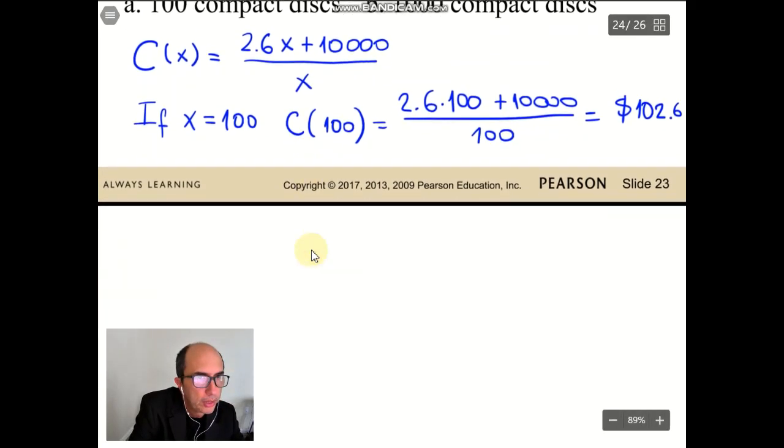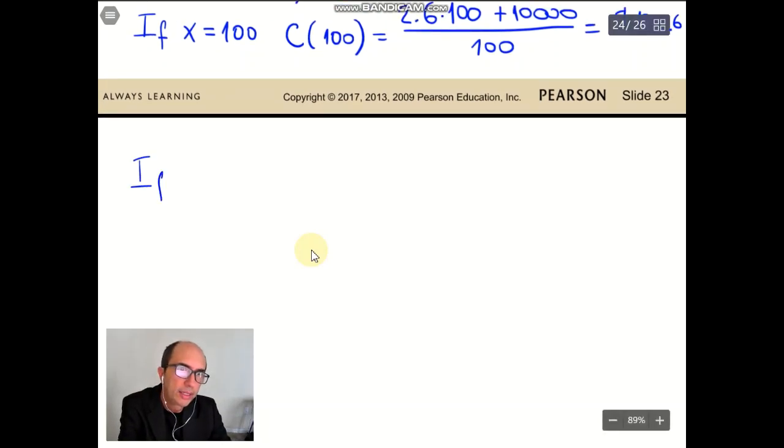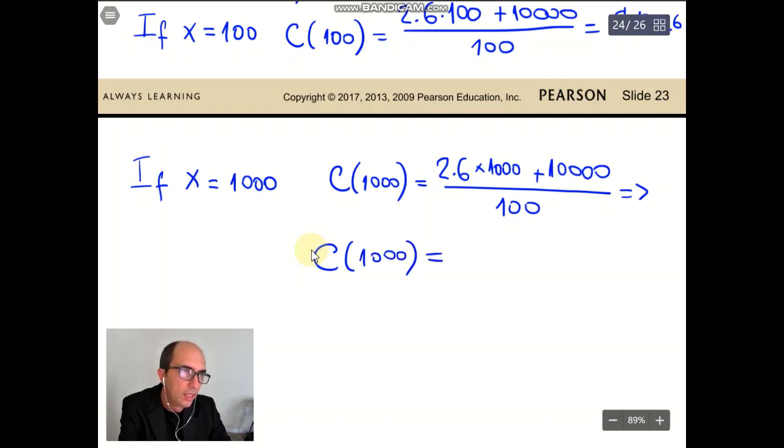And if you press 1000, it's going to be the same process. If x equals 1000, you just need to plug in 1000 into the function. So 2.6 times 1000 plus 10,000 over 1000. That means the cost, if you press 1000, equals, and if you do the calculations here, you're going to find $12.60.